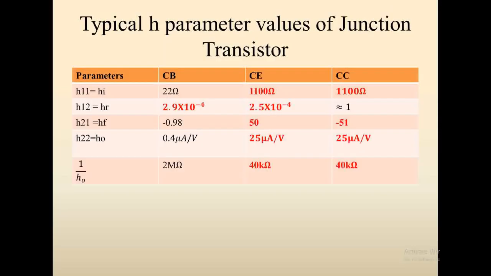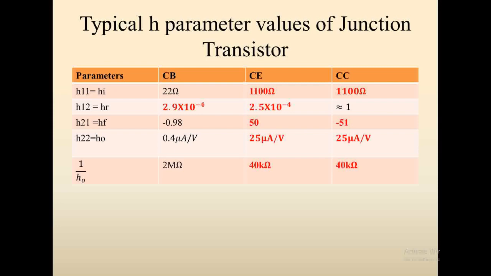Now come to the typical values of the H parameters for the corresponding junction transistors. H11, which is Hi, has the value of 22 ohms for the common base, 1.1 kilo ohm for the common emitter, and 1.1 kilo ohm for the common collector, having the units of ohms. H12 is the Hr. For a common base, the value is 2.9 into 10 power of minus 4. For the common emitter, the value is 2.5 into 10 power of minus 4. In the common collector, the value is approximately unity.